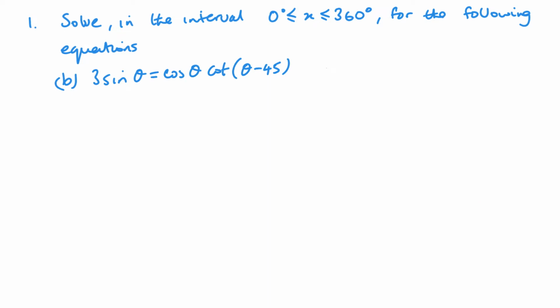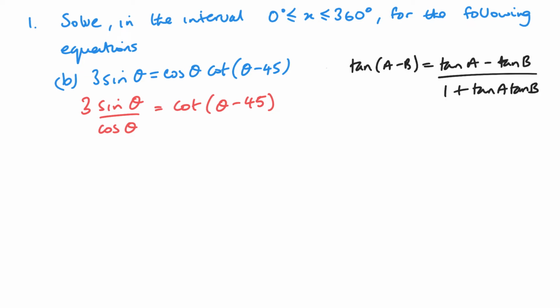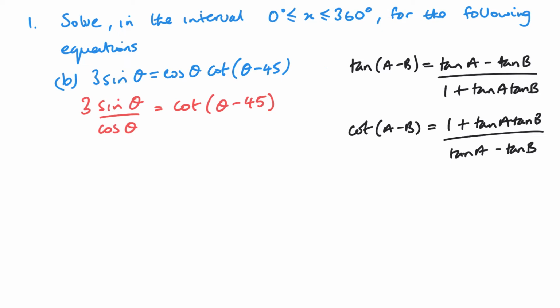Okay, looking at this one, we've got cot, which we know is 1 over tan, and we've got cos and sine, which means if I divide by cos, this will also be tan. So I can turn this whole thing in terms of tan. So first I'm going to divide by the cos. And then we're going to deal with this cot. So I'm just going to remind you what tan A plus B is. Here it is. Now cot will be the inverse of that, like so. So that's what I'm going to use now in my equation.